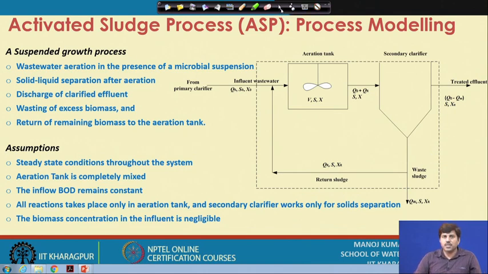So, this is the process description of what actually happens in an activated sludge process. We will end this session here, and in the next session, we will quickly talk about how it is designed, how the mass balance in an activated sludge process is considered, and briefly speak about some of the other aerobic units which are used as secondary biological treatment.